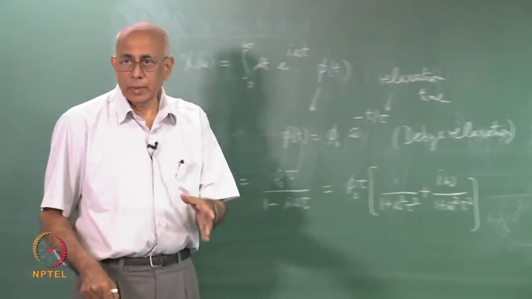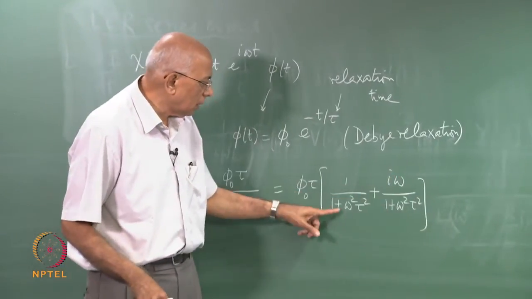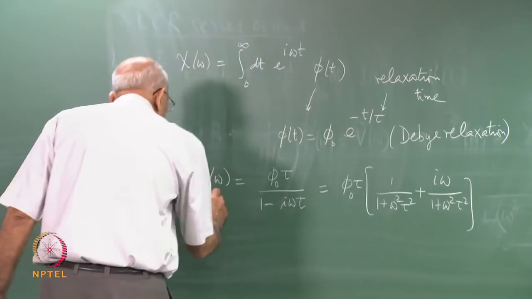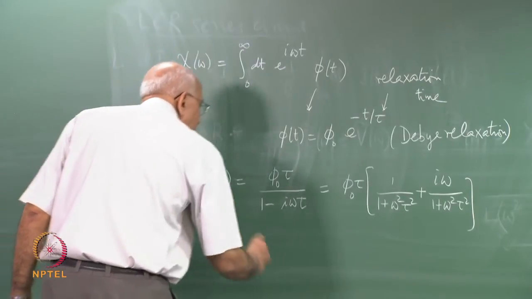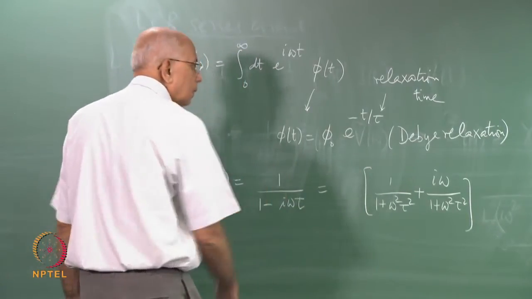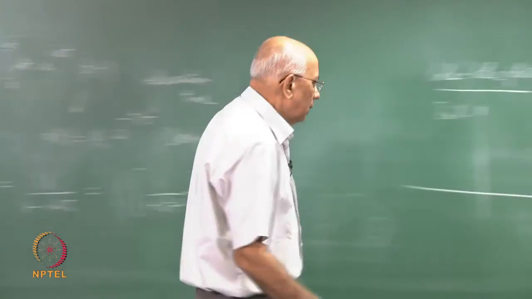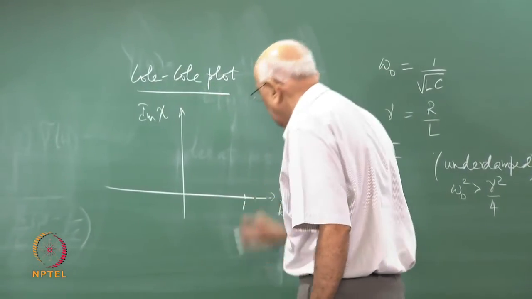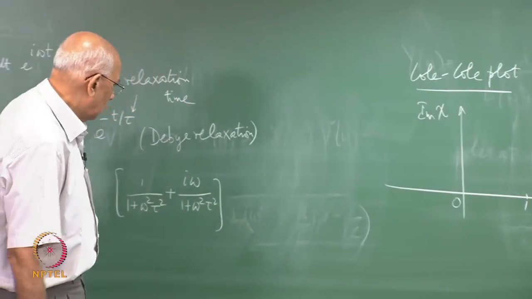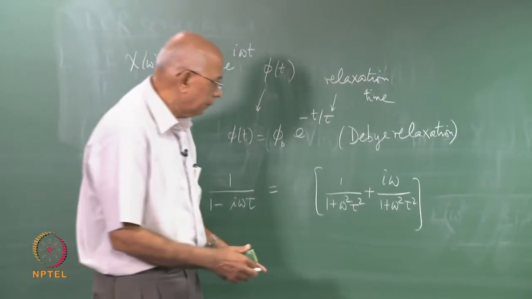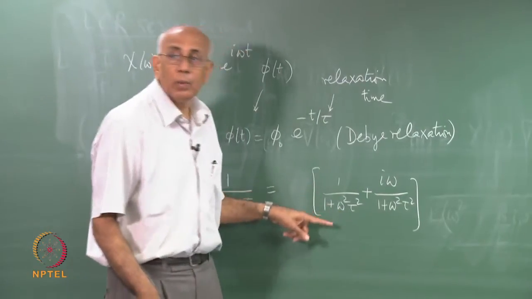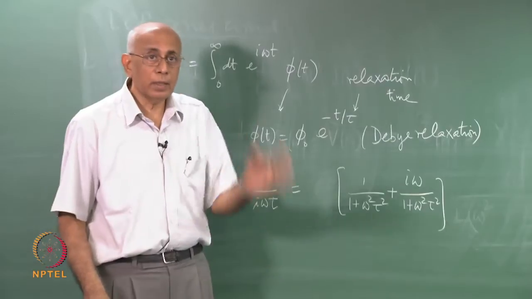Well, start with zero frequency, then the imaginary part is 0, the real part is 1 in units of phi naught tau. So let us divide through by this constant phi naught tau. Okay. So the real part is at unity, it is at 1 here, and the imaginary part is 0, and that is at omega equal to 0. And what happens as omega tends to infinity? This goes like 1 over omega, it dies down. This goes like 1 over omega squared, so it dies down extremely sharply.